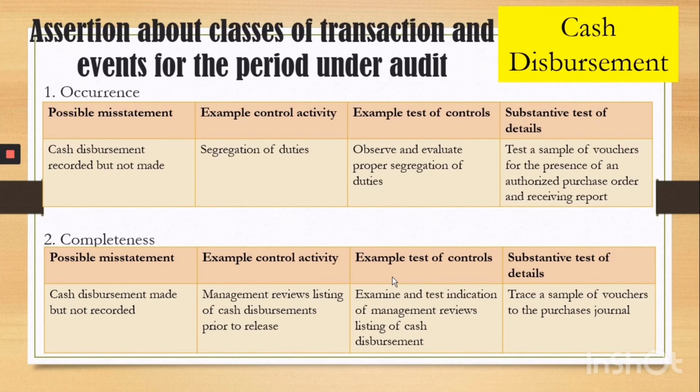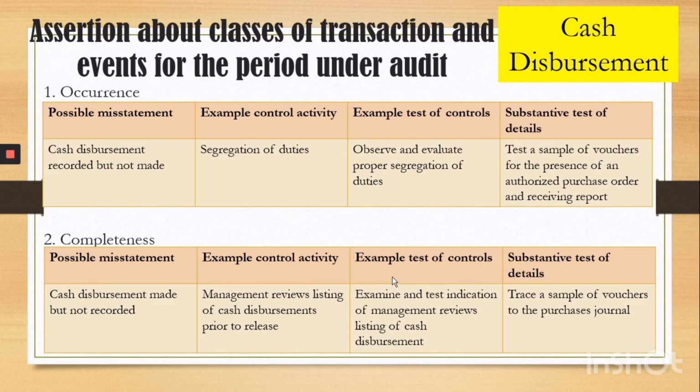However, if the analytical procedure cannot be performed effectively, the auditor may perform more substantive tests of detail, in this case by testing a sample of vouchers for the presence of an authorized purchase order and receiving report.